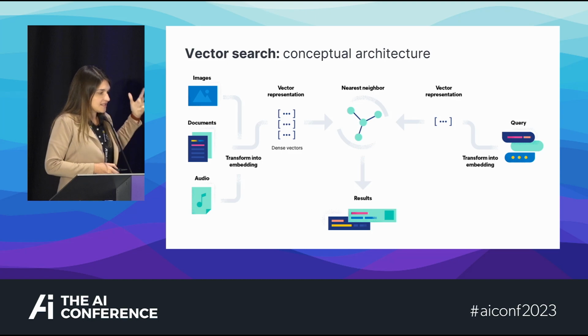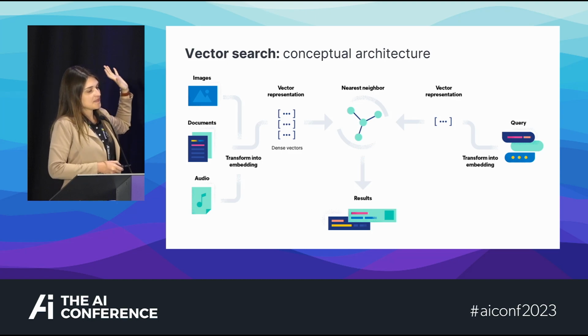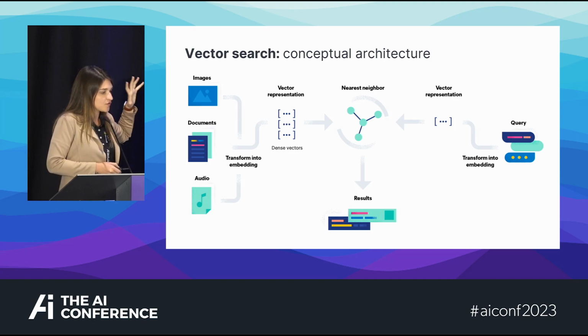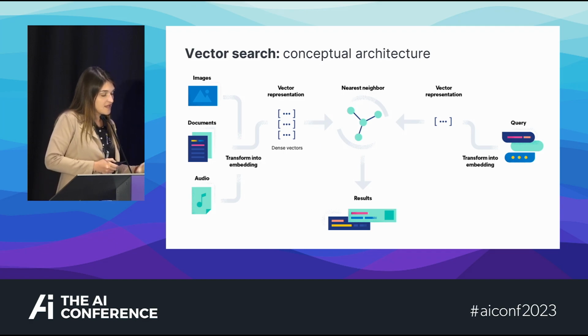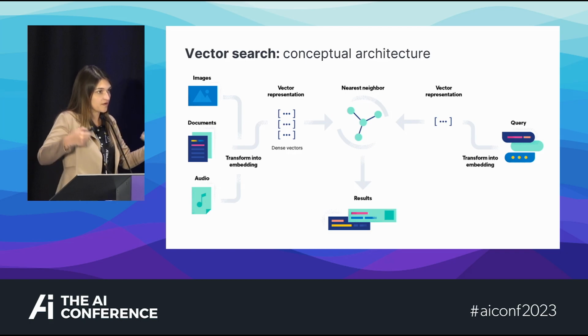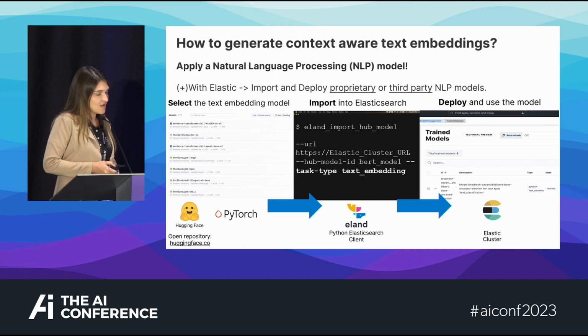What I just said, in another way, is this conceptual architecture. You have the vector representations of your documents, and on the other side you have the query, and you vectorize this query, you generate the embedding for the query, and then once you have the two of them, you perform vector search. Well, I missed something here, right? How to generate context-aware text embeddings, otherwise it wouldn't work like that.